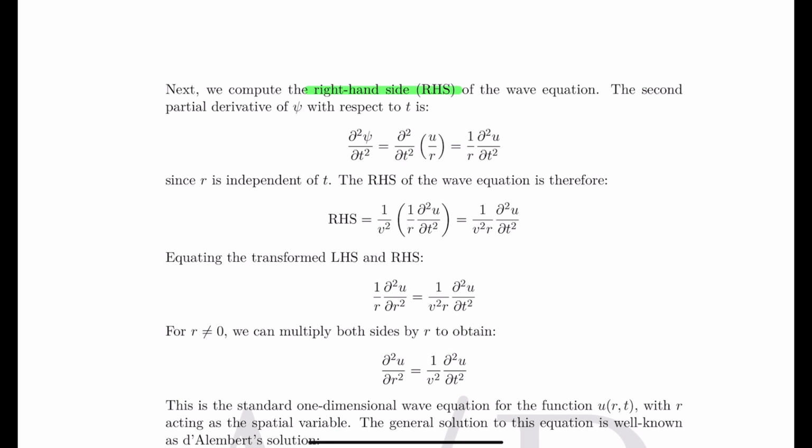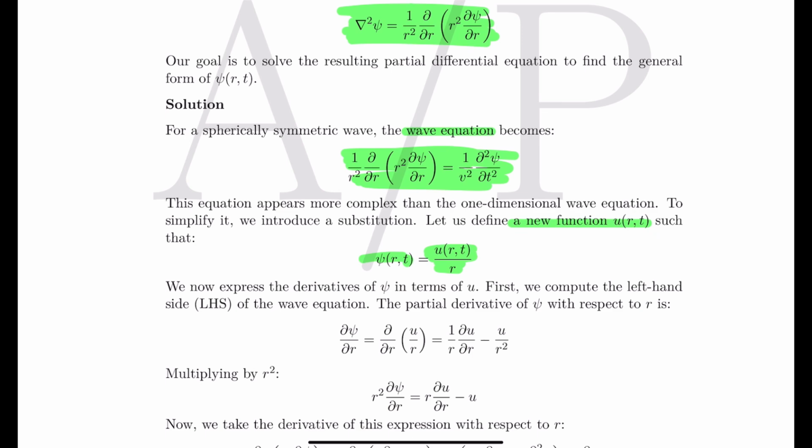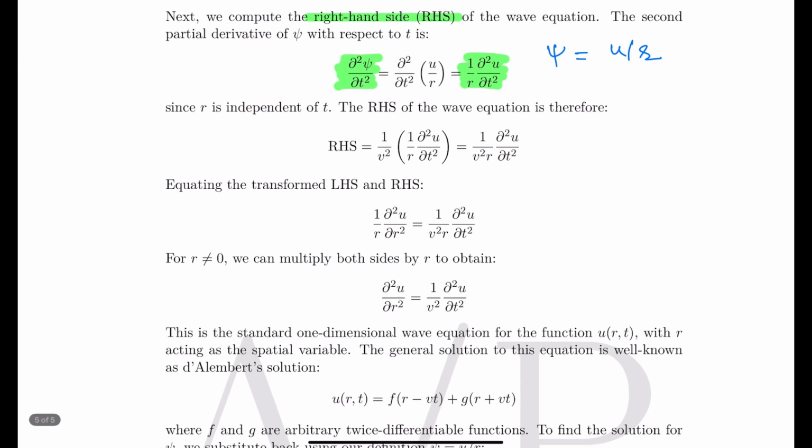So in the RHS you have the term which is the double partial derivative of psi with respect to time, and it is simply 1 by r square times the double partial derivative of u with respect to t. Okay, and we know that we have described that psi is actually u by r, which we have described here. Okay, so in this way we have this value of RHS, which is 1 upon v square r, then the double partial derivative of u with respect to time. Now you have both the LHS and RHS, so you finally compute them and equate them to get this value.